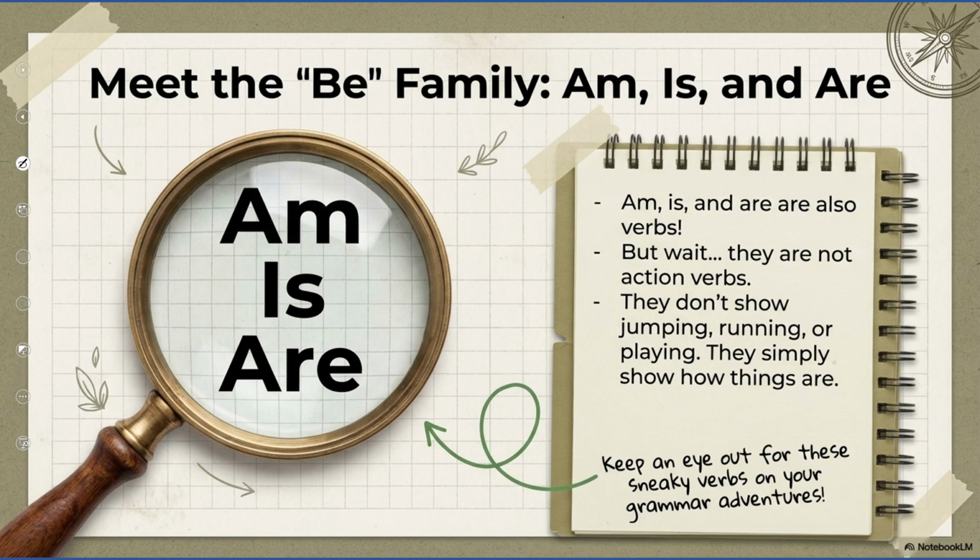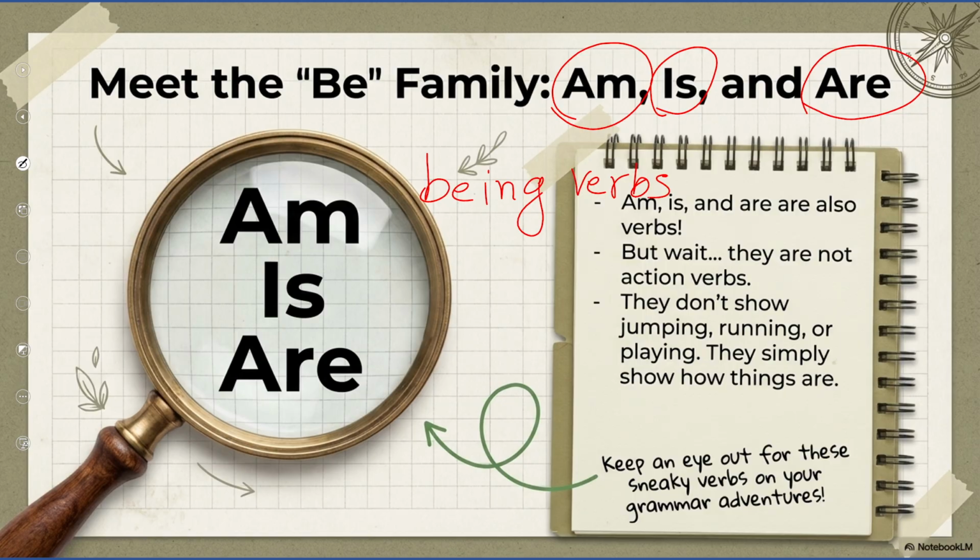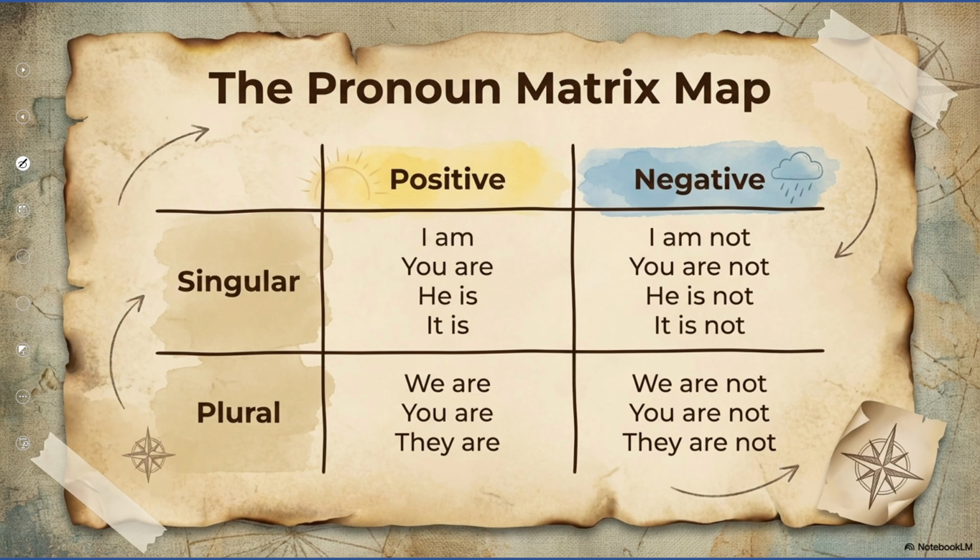Now let me show you the be family. Is, am, and are. You already know them. They are also called verbs, but not action verbs. They are being verbs. What are these? Being verbs or helping verbs. They help the verb. They always come with the verb and show whether it is singular or plural. Now, there is a rule.